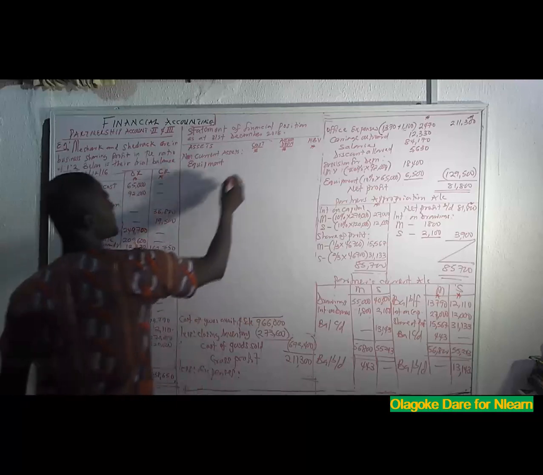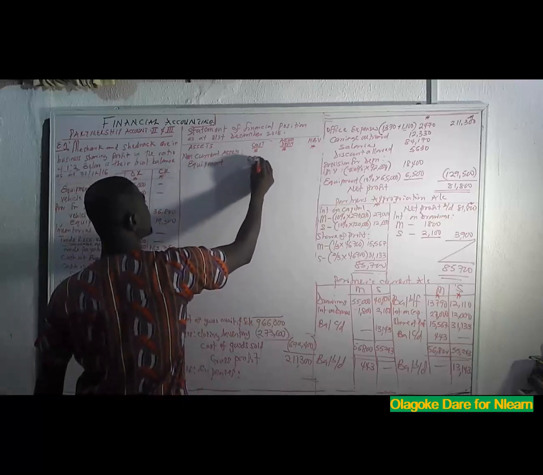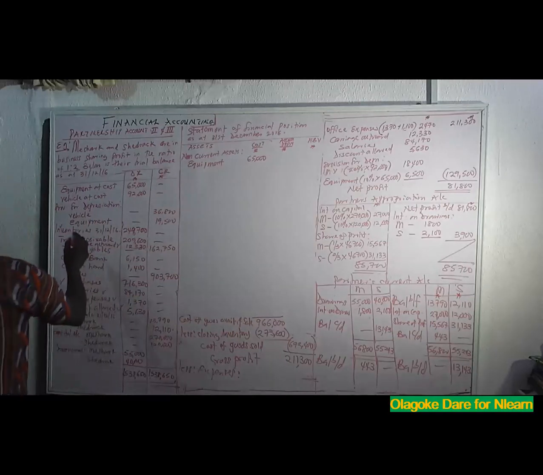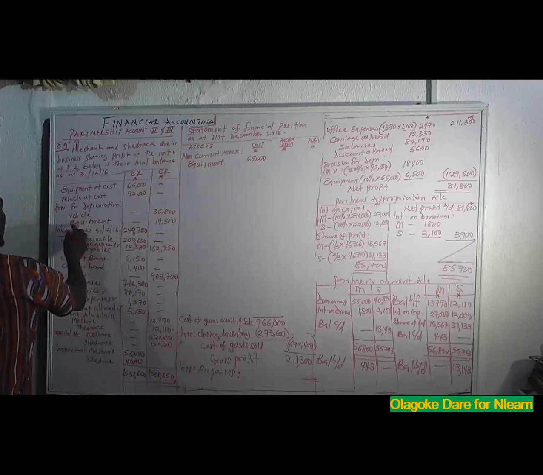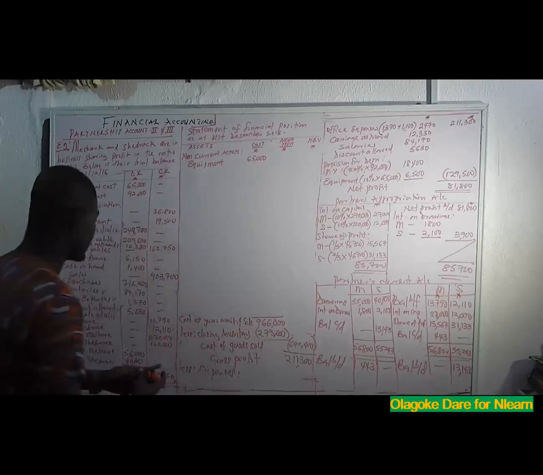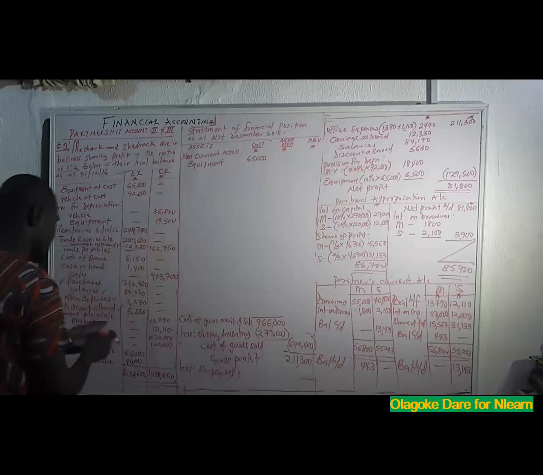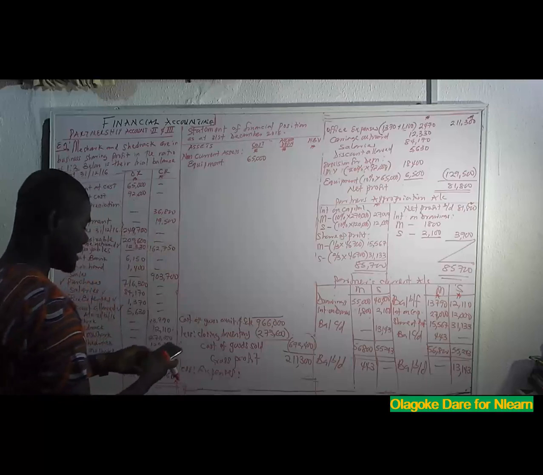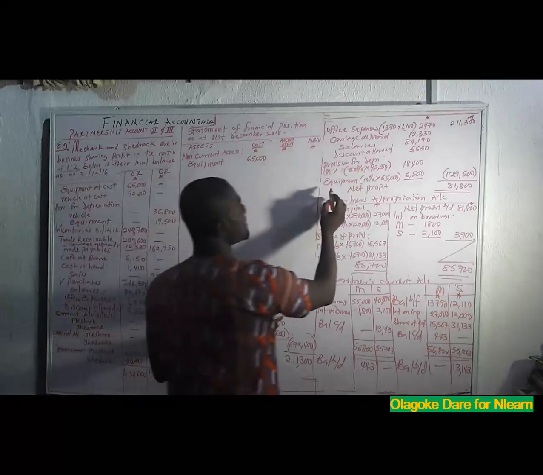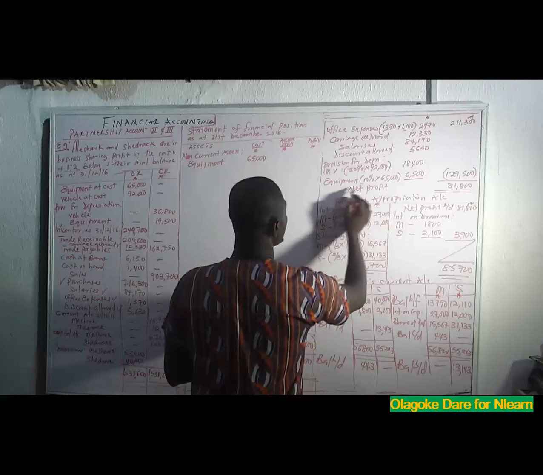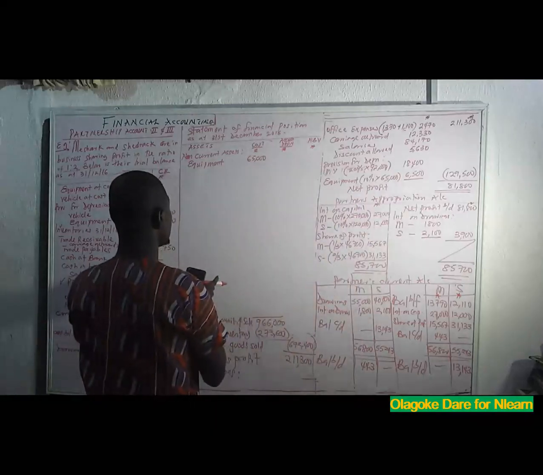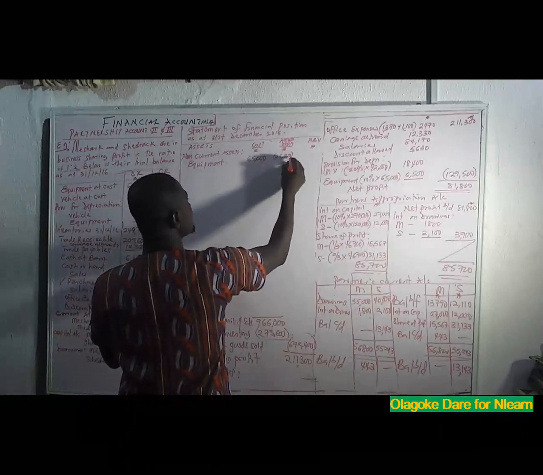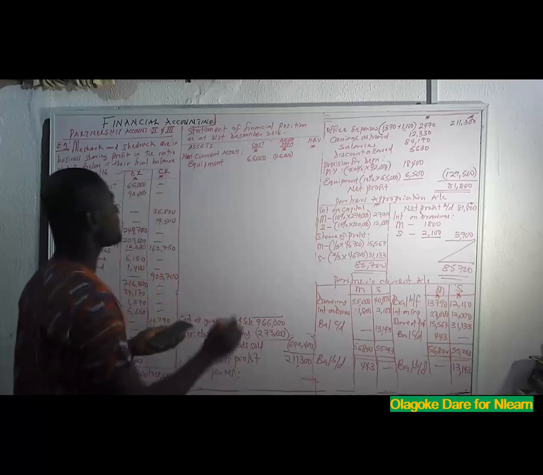The cost of my equipment is 65,000 naira. How do I get my accumulated depreciation of equipment? I already have equipment depreciation to be 19,500. This is the accumulated depreciation over the years. I will sum it up with the depreciation for the year on the equipment, 6,500. So I have 26,000. I'll deduct this and I'll get my net book value, because net book value is cost minus accumulated depreciation.